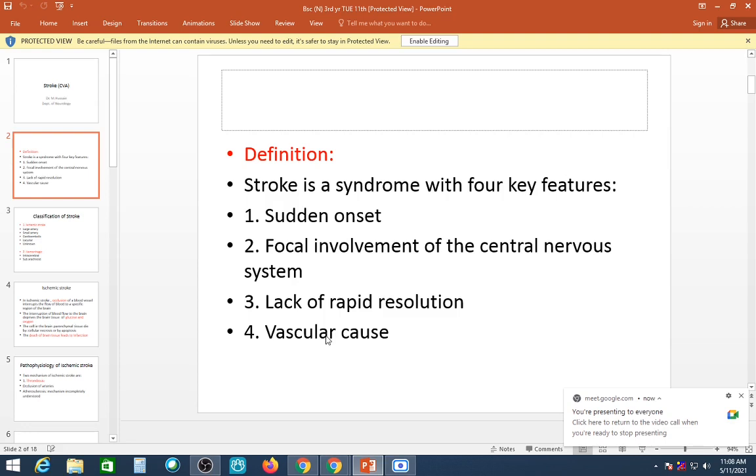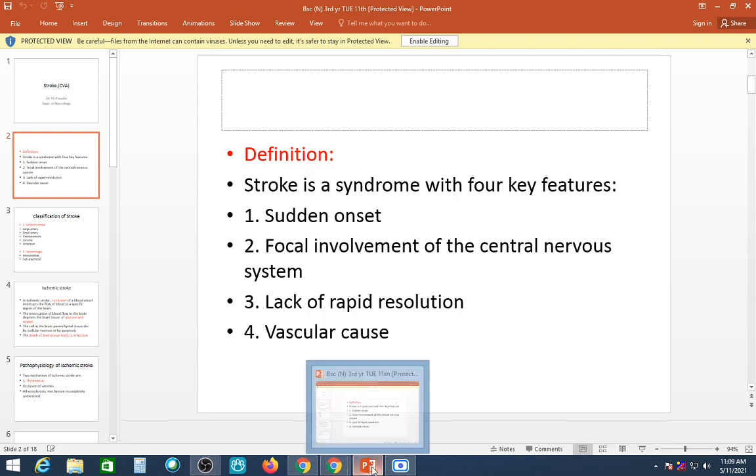And it has a vascular cause. The reason of this problem or this involvement of the brain is because of the blood vessels of the brain. It is not because of any other cause. The cause is vascular. Vascular means blood vessels, and blood vessels means arteries, veins, or capillaries, mostly arteries, arterial stroke.